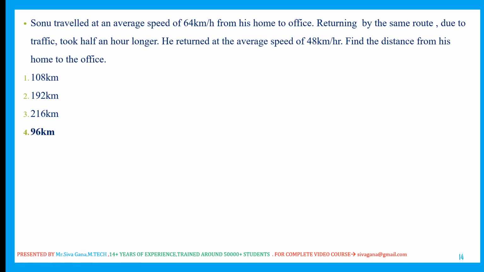Sonu traveled at an average of 64 from his office, returning by the same route. Due to traffic, what happens? It took half an hour longer. He returned at an average of 48. Find the distance. Let us say distance is x. Onward speed is 64. Distance by speed, you will get the time. Same distance, return speed is 48. This is the time taken.